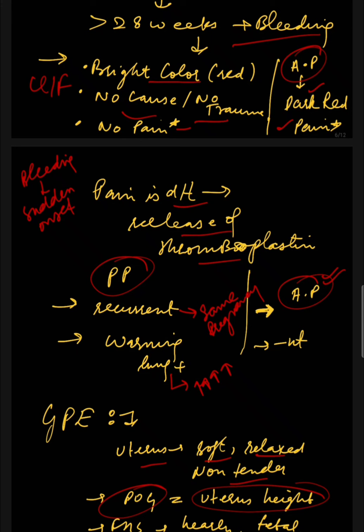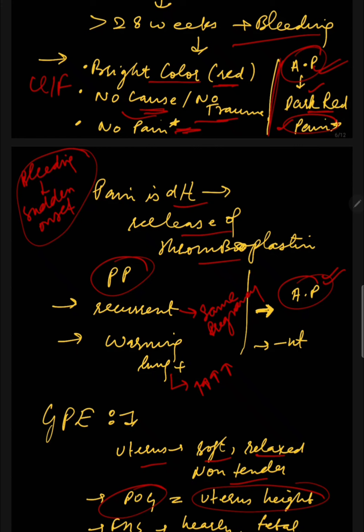How will you come to know that this can probably be a case of placenta previa? The bleeding should be of bright red color, there should be no cause and no trauma history, and there should be no pain. She has presented only with bleeding. There is no pain, and the bleeding should be sudden in onset. All right. How will you differentiate it from abruptio placentae? Abruptio placentae has dark red color bleeding, and pain is present in abruptio.